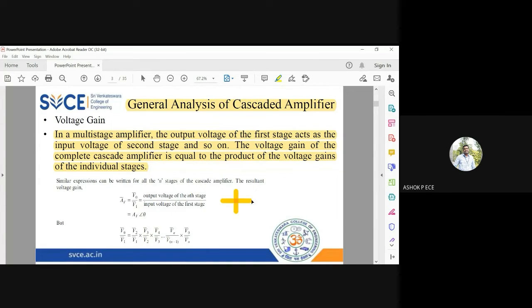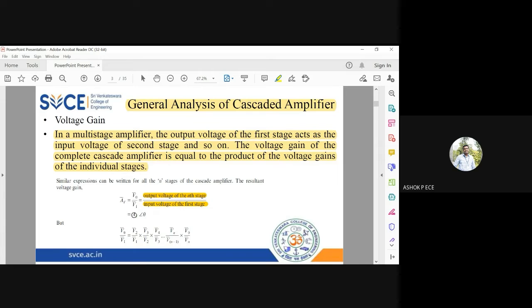Because when you have all the amplifiers in cascade or series connection, the overall voltage gain of the amplifier is equal to the product of the individual voltage gains of the individual stages. So be very clear on this, and we will prove that this is true. So we'll write the expression for voltage gain. AV is equal to the output voltage of the last stage, nth stage, divided by the input voltage to the first stage. So I write it as V naught by V1.